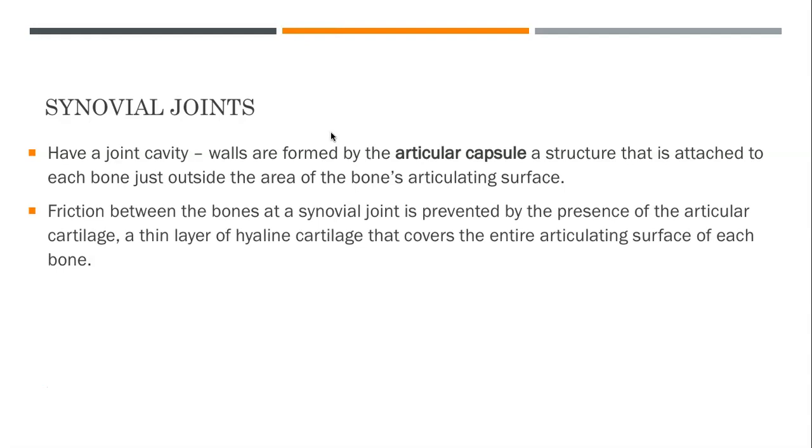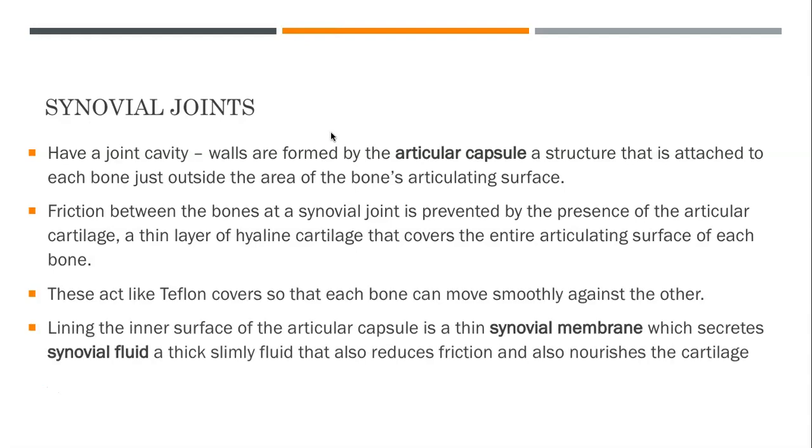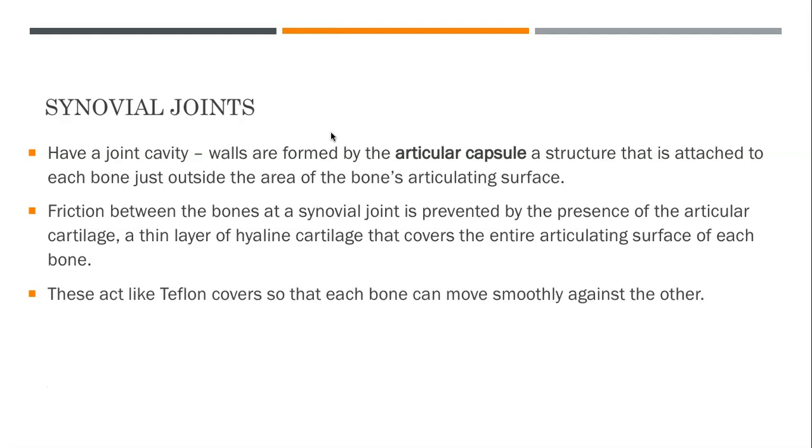So the friction that's going to occur between the bones at the synovial joint is going to be prevented by the presence of a few things. The first is the articular cartilage, which is a thin layer of hyaline cartilage that covers the entire surface that is moving, the articulating surface. And those covers act like Teflon covers and just allow each bone to smoothly glide against each other.